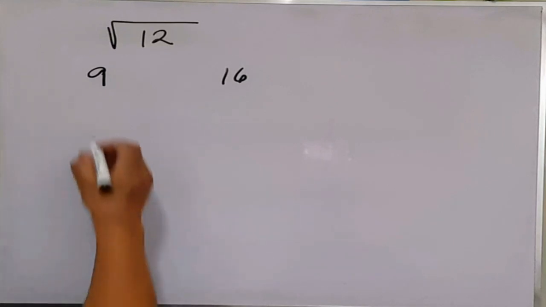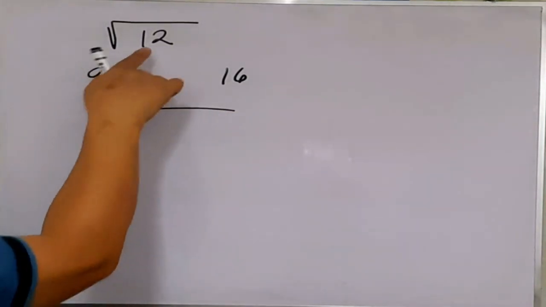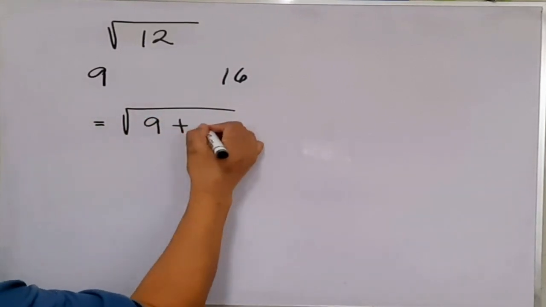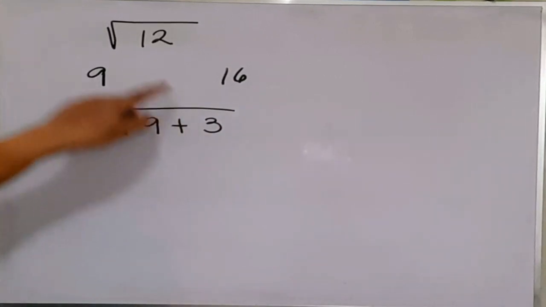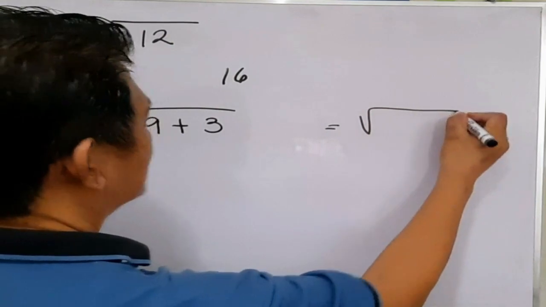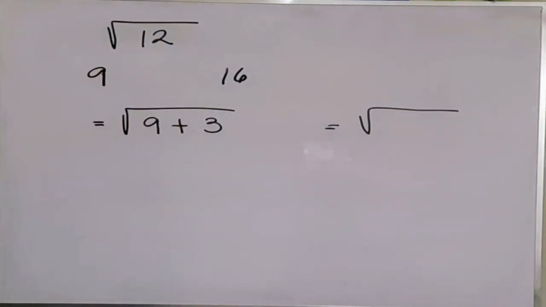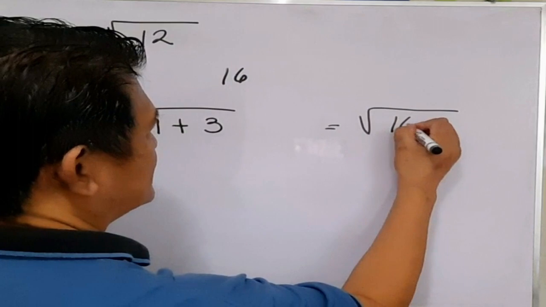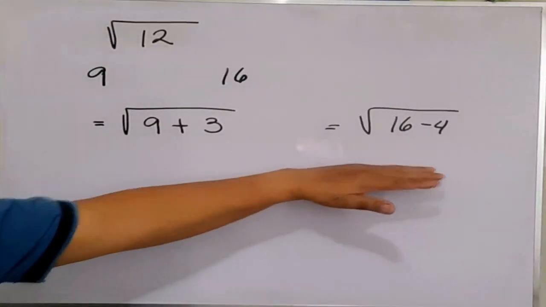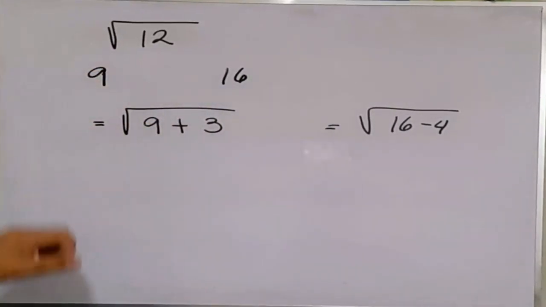The first one is we express 12 in terms of 9. That means 9 plus 3, and 9 plus 3 is 12. The other one is 12 in terms of 16, that is 16 minus 4. 16 minus 4 is 12. So we have two ways of solving the square root of 12, and whichever of the two we use, we will arrive at the same answer.